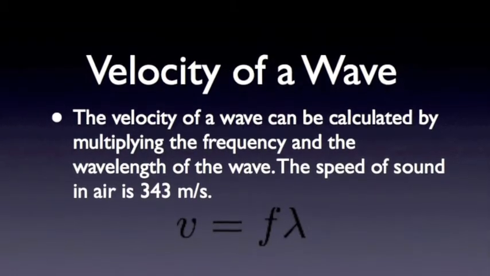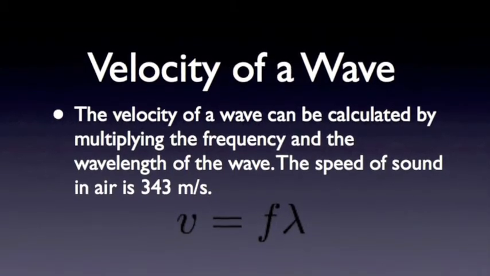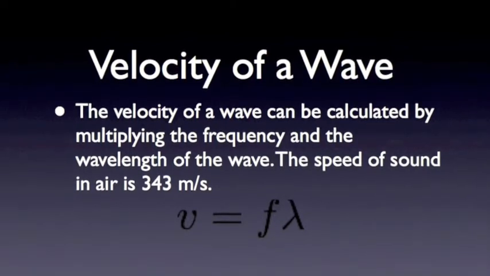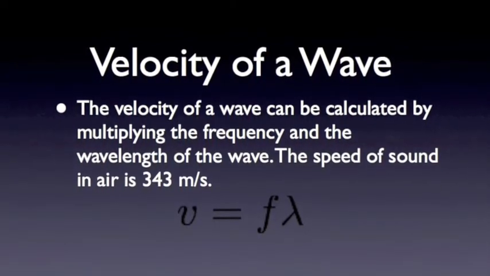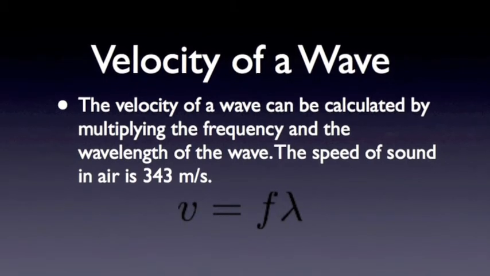The velocity of a wave can be calculated by multiplying the frequency and the wavelength of the wave. The speed of sound in air is 343 meters per second. Velocity equals frequency times wavelength.